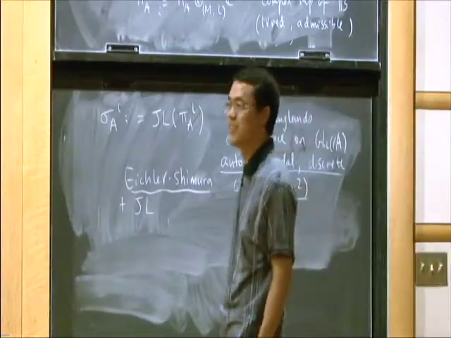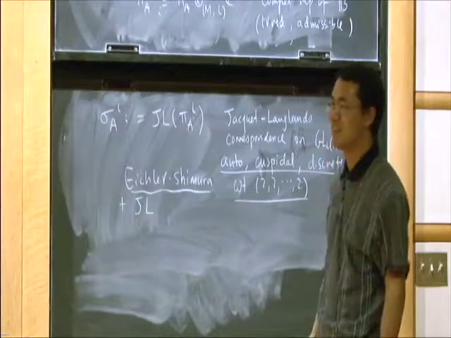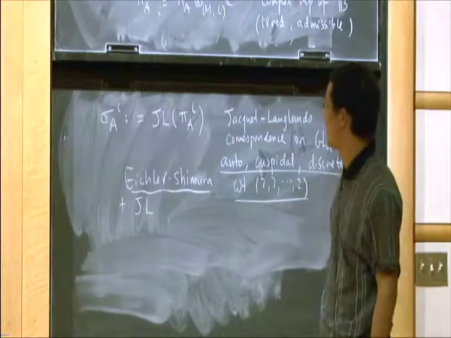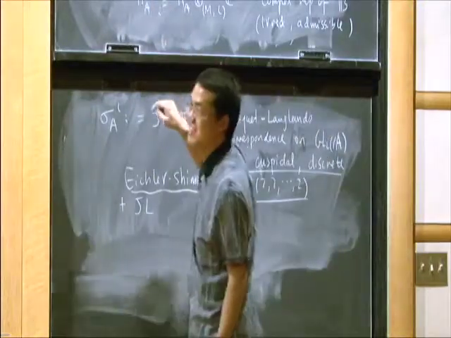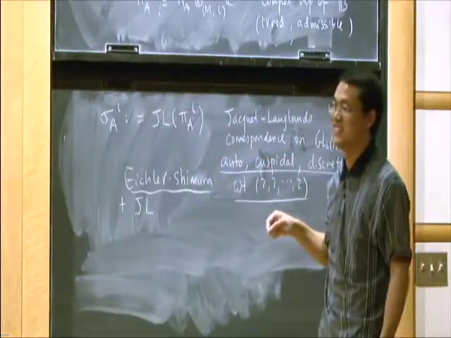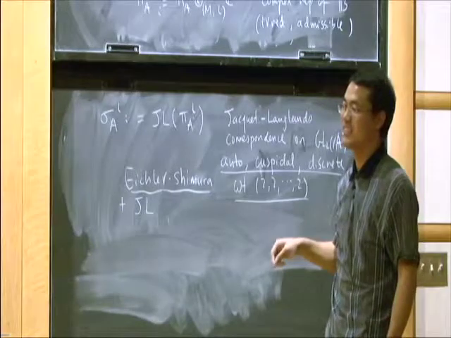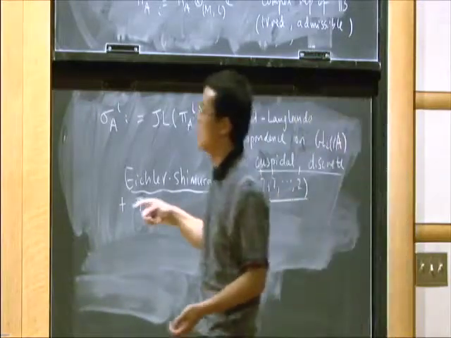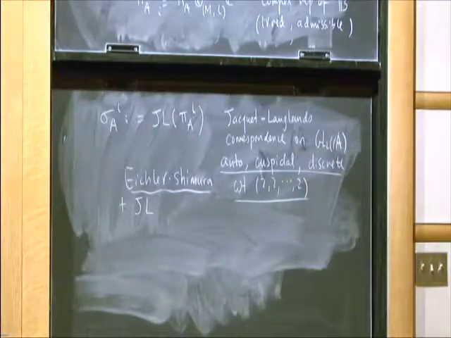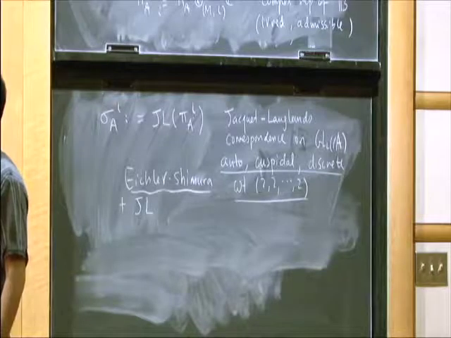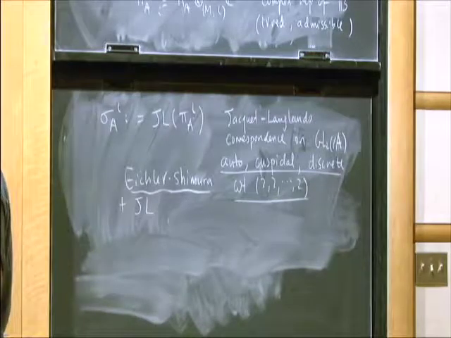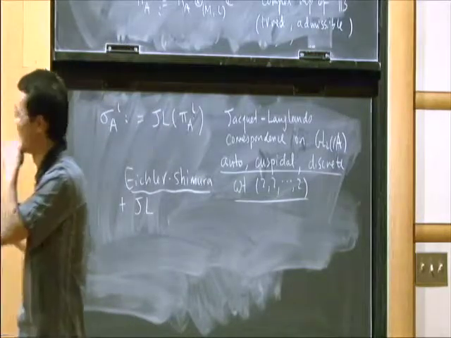Okay. I'm a little confused with the central character. Will it be trivial or? Not necessarily. The central character of pi A? Yes. Not necessarily. Finite. Yeah, it's finite. So it depends on M. If M is totally real, then the central character is trivial. It's real. It still could be quadratic.